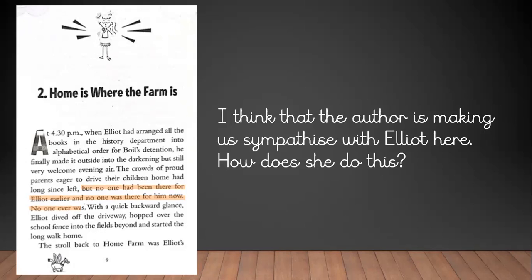That last bit particularly, no one ever was. No one was ever there for him. That suggests an awful lot. Now, the writer at no point is saying Elliot feels sad or Elliot is unhappy. She is showing us, not telling us, by giving us those hints and those clues.